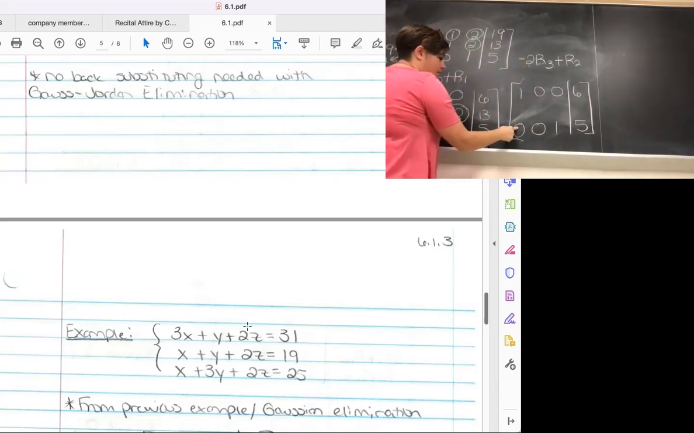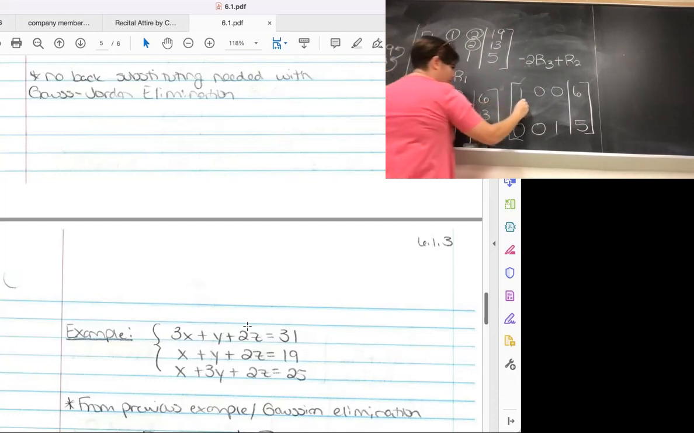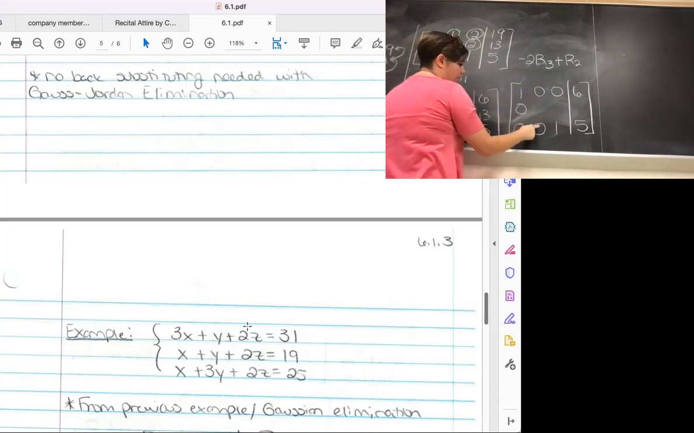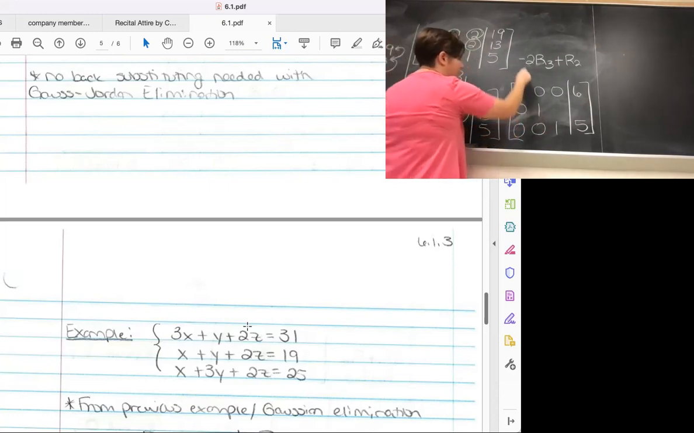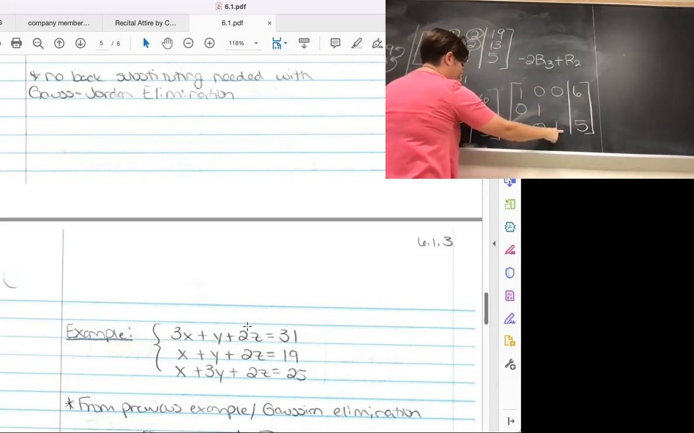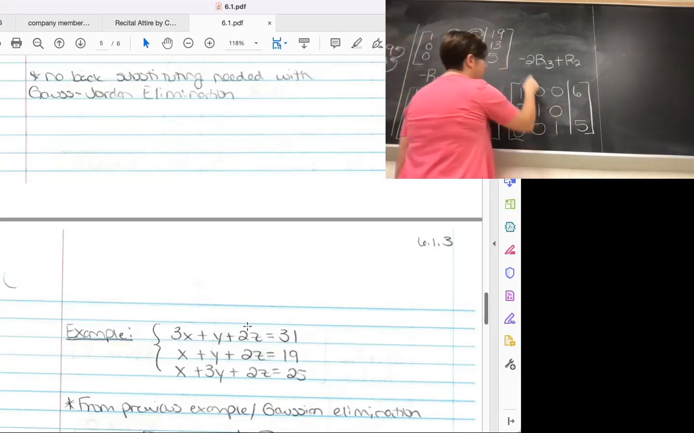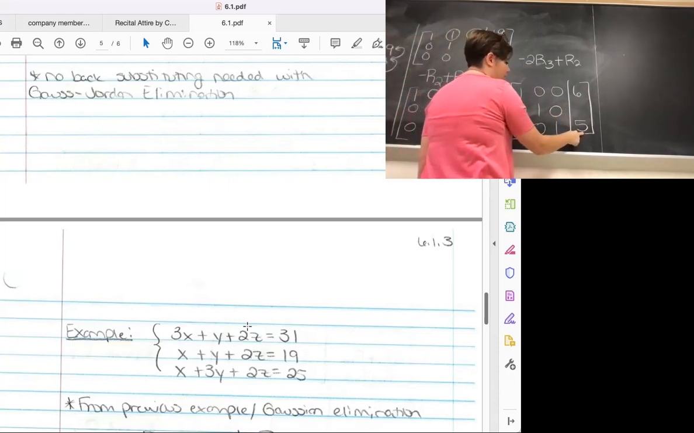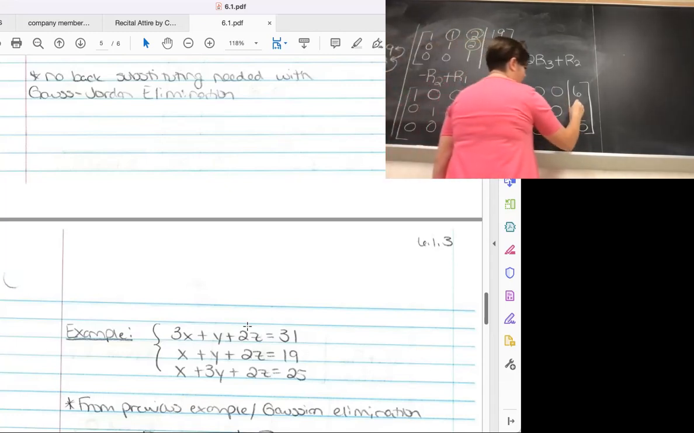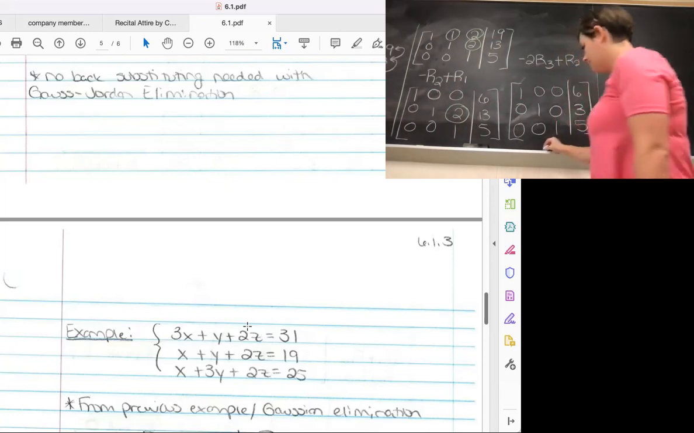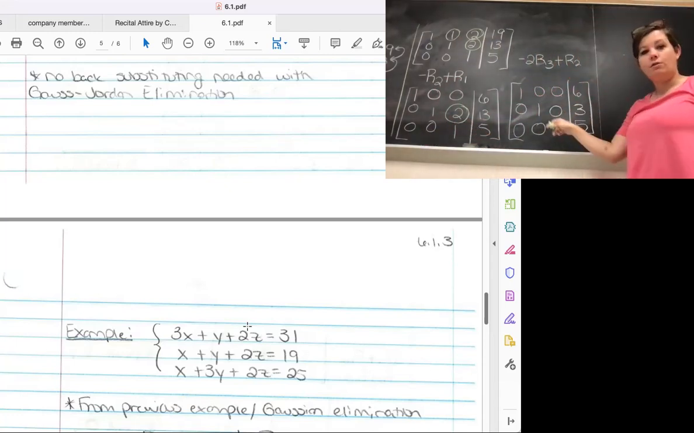-2 times 0 is 0. Add that to 0 and I get 0. -2 times 0 is 0. I add that to 1, I get 1. -2 times 1 is a -2. I add that to +2, I get 0. -2 times 5 is a -10. I add that to 13 and I get +3. Now I have reduced row echelon form.